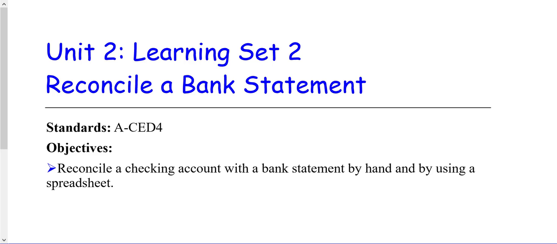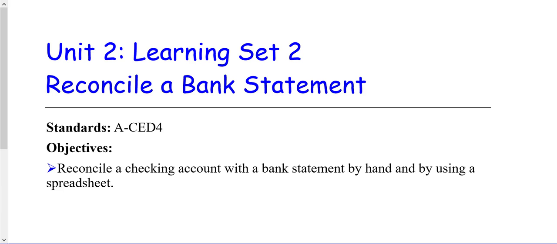The topic for Unit 2, Learning Set 2, is Reconcile a Bank Statement. And the objective is reconcile a checking account with the bank statement by hand and by using a spreadsheet. So the first video, we're going to cover how to reconcile a checking account with a bank statement by hand.